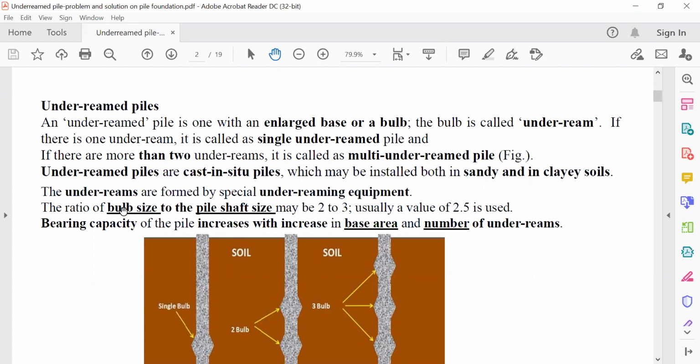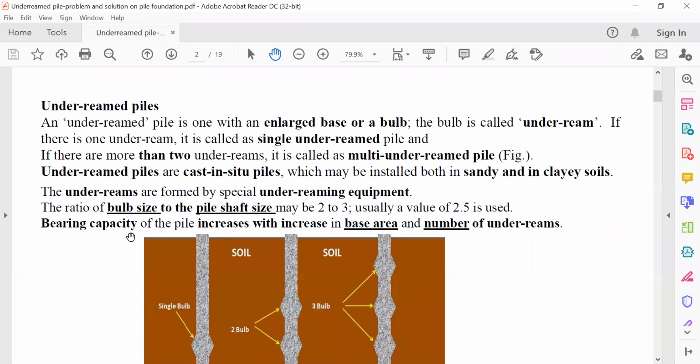So what it says is the ratio of the bulb size to the pile shaft size. Pile shaft इसको कहते हैं. Maybe 2 to 3, usually a value of 2.5 is used. इस रेशियो से ही हम लोग बल्ब का निर्माण करते हैं.